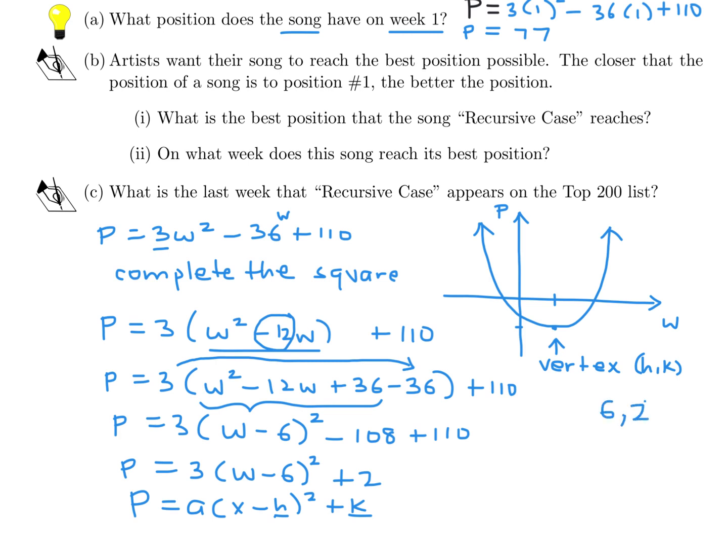So I guess my graph was a little wrong since this is positive. But that's okay. It basically means that when w is equal to 6, p will be equal to 2. So on week 6, the position will be the lowest. And in this case, that position is number 2 on the chart.